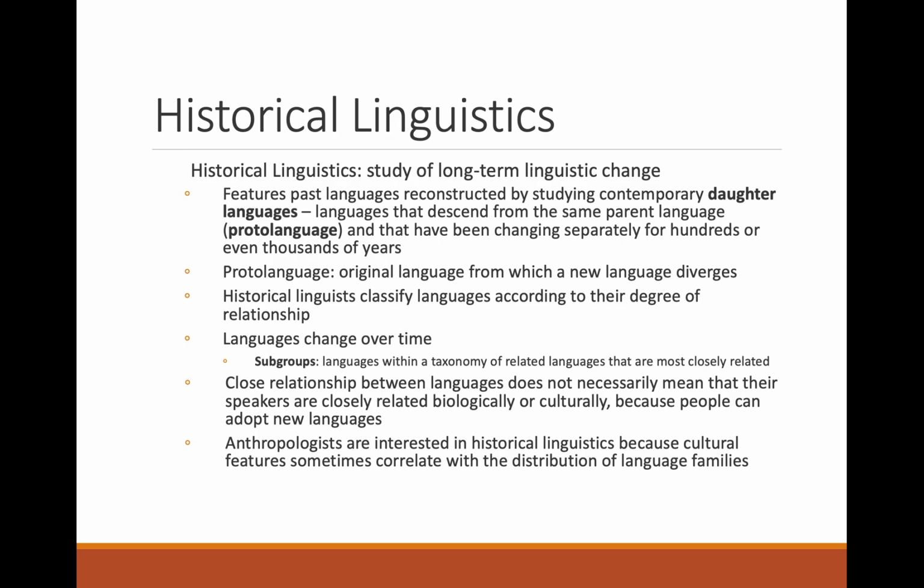This may feature past languages being reconstructed by studying contemporary daughter languages. Daughter languages are those that descend from the same parent language or proto language, but then have independently been changing for hundreds or even thousands of years. Historical linguists may classify languages according to their degree of relationship. And so we can build taxonomies of language just like we are able to build taxonomies of genetic or evolutionary relatedness. Right. So we can group things into subgroups.